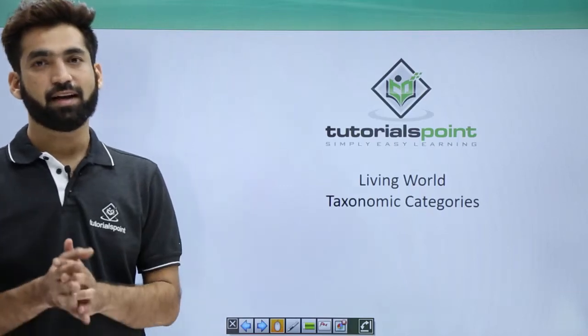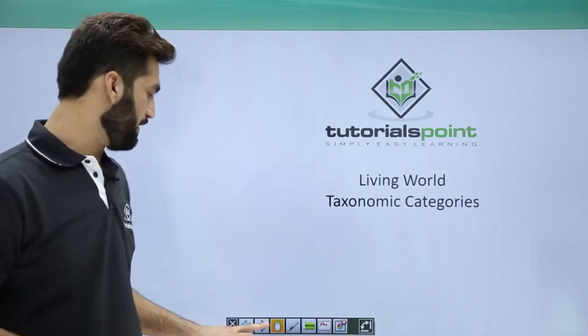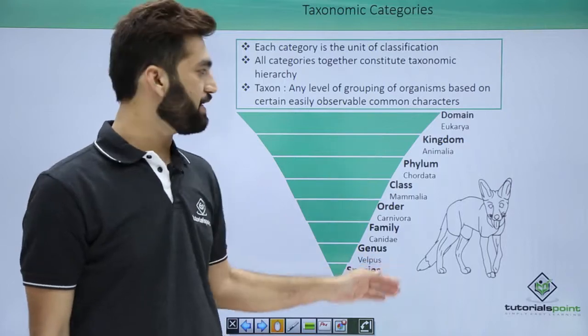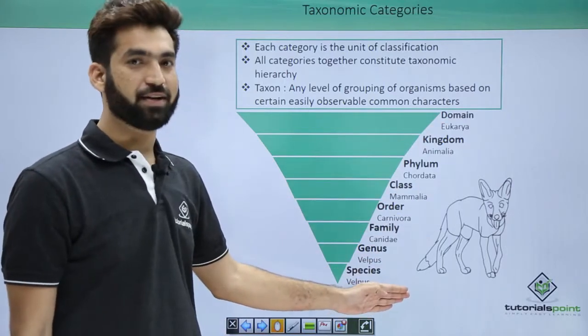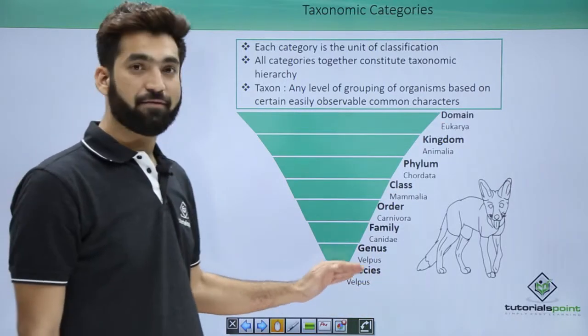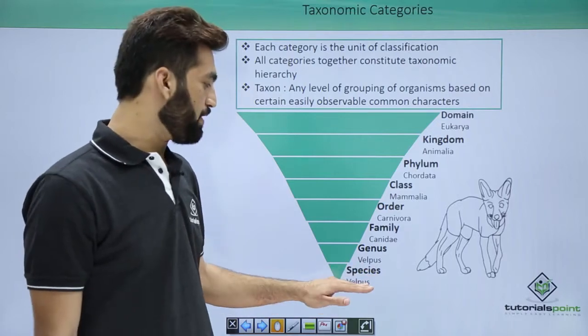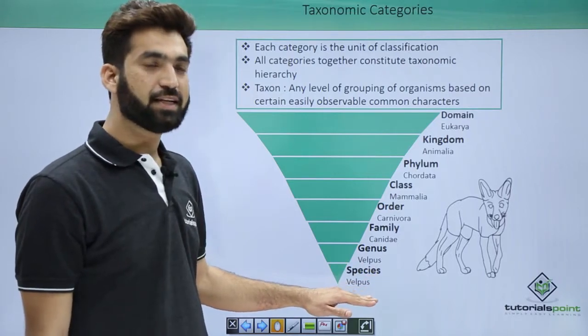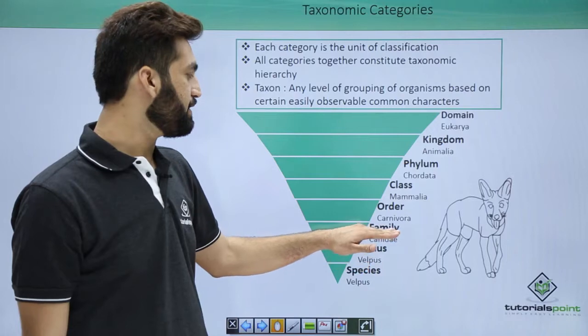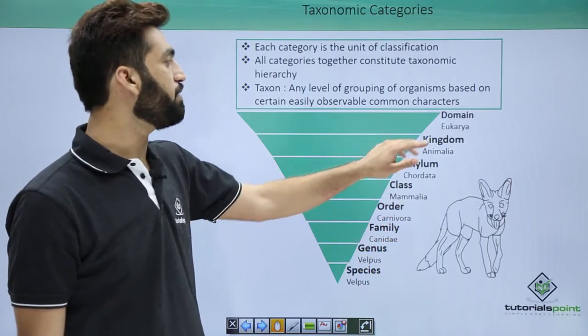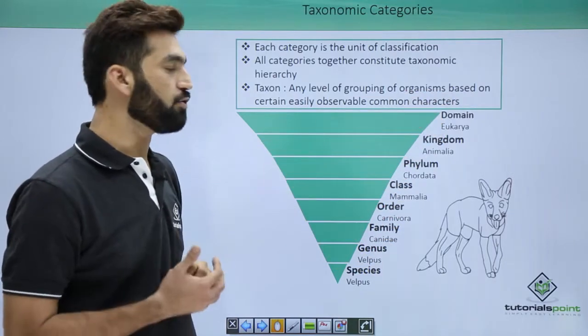In this session, we will be talking about taxonomic categories. Taxonomic categories are the different categories which every organism has to follow. Now, the lowest category is called species, then genus, then family, order, class, phylum, kingdom, and thereafter it comes as domain.